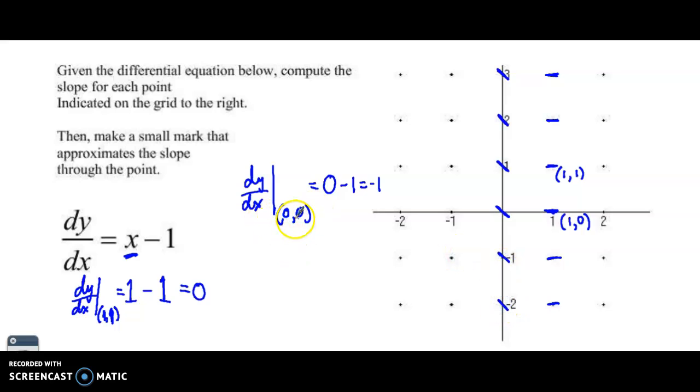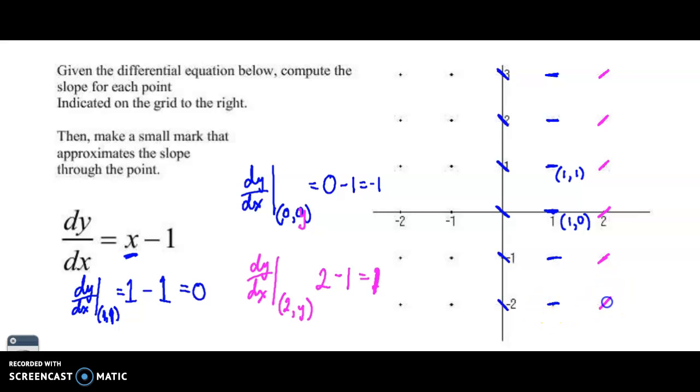And I could do, maybe I'll even put 0 comma y, because the y value doesn't matter in this specific problem. So if I did one more, dy dx, let's do x equals 2 with any y value, because again there's no y to plug in. 2 minus 1 gives me 1. So that means that all of these, x equal 2, 2, 0, 2, 1, 2, 2, all of them have a slope of 1. And notice if I were to continue this line down, it would hit this point.